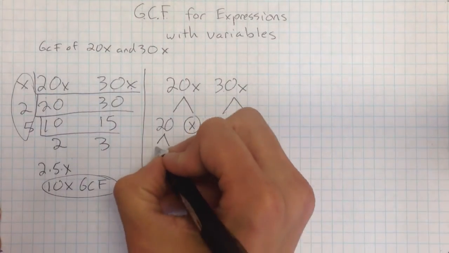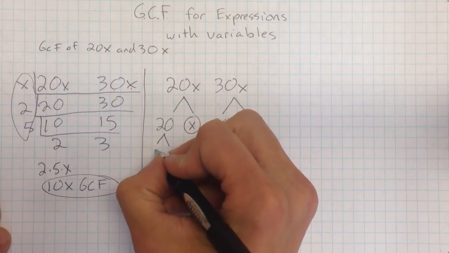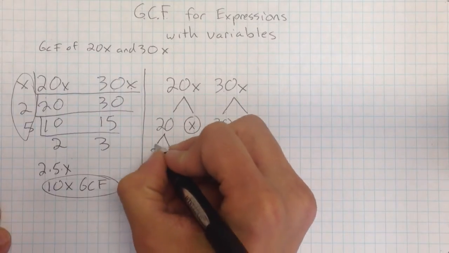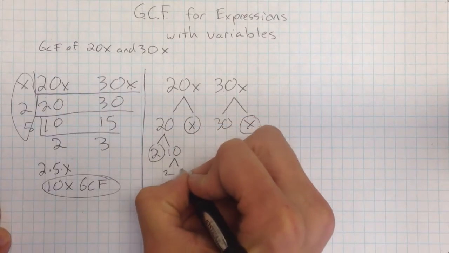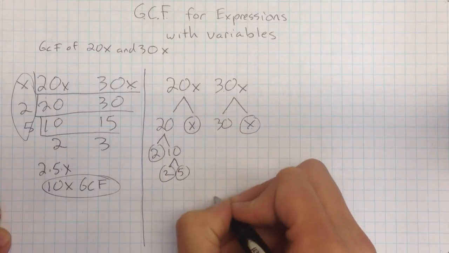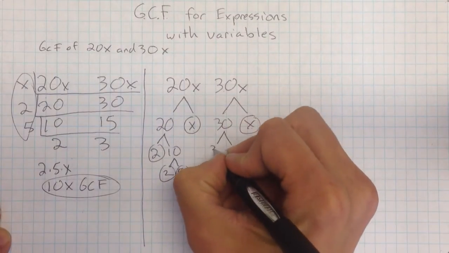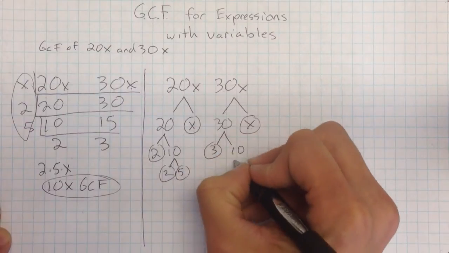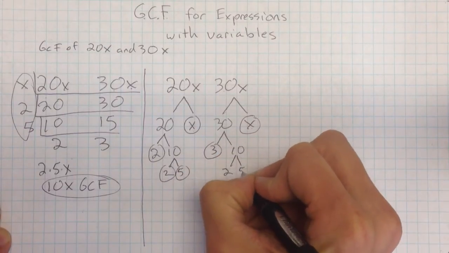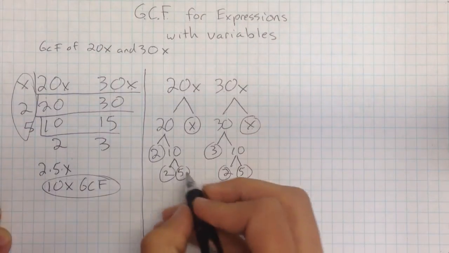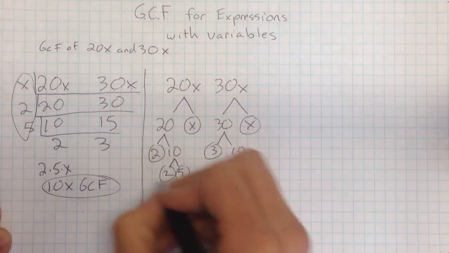And then I just split up the numbers like we did before. So I could say 2 and 10, circle the 2 because it's prime, 2 and 5, circle those because they're prime. Same thing, I can do 3 and 10, circle the 3 because it's prime, and then 2 and 5, circle those. And then I add it to when we list them out.